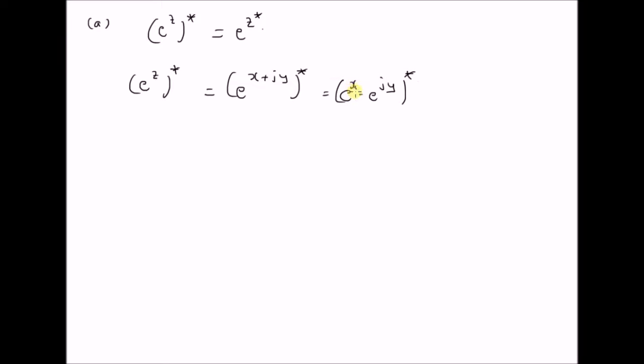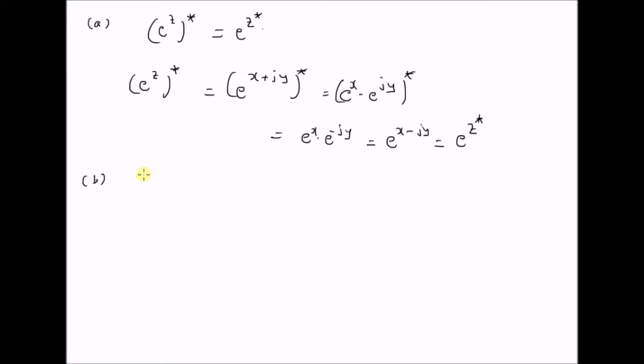And now e power x is just an amplitude since it is a positive number. So it is e power x into e power minus jy, which is equal to e power x minus jy. And x minus jy is nothing but the conjugate of the complex number z. So it is e power z star or z conjugate.